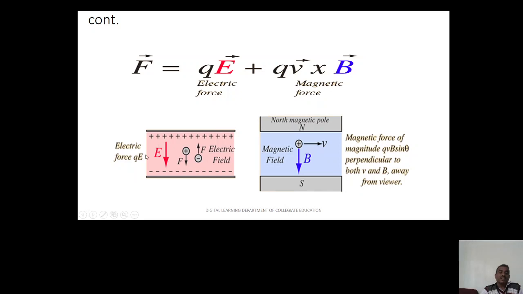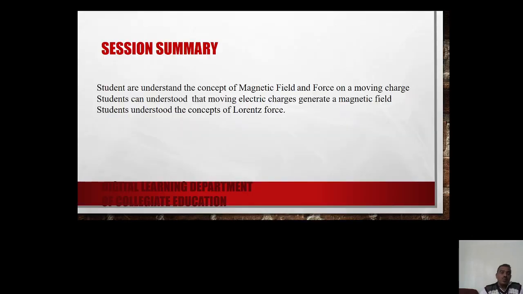Here the magnetic force of magnitude q v B sin theta is perpendicular to both v and B. So the conclusion here is that you can understand the Lorentz force, the magnetic field, and the force on a moving charge, and how electric charge generates a magnetic field.